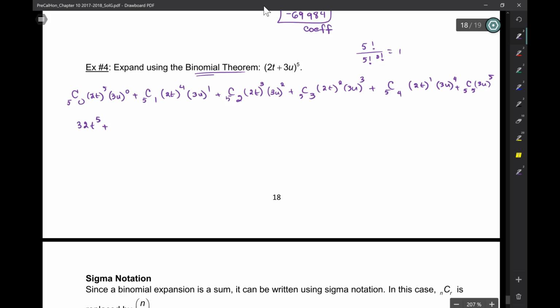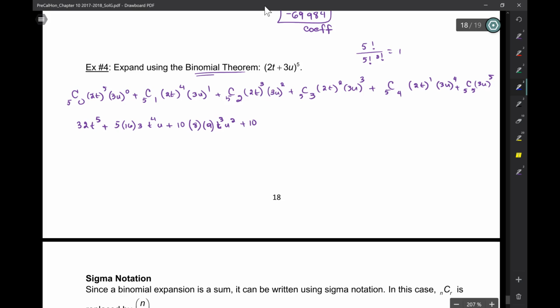Plus, okay, if you want to put these in your calculator, fine, go ahead. Or if you want to do it manually, that's fine too. Or mentally, rather. 5 times 16 times 3, t to the 4, u, plus 10, right? If you put it in your calculator, times 8, times 9, t cubed u squared, plus 10.